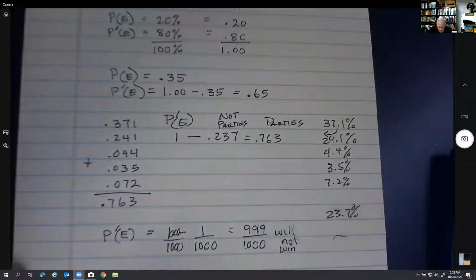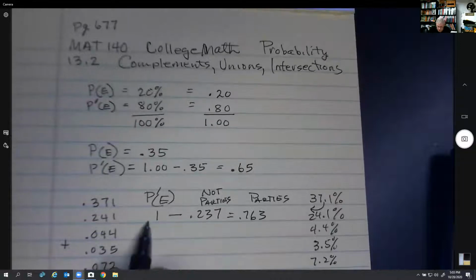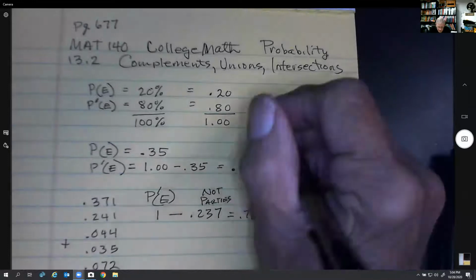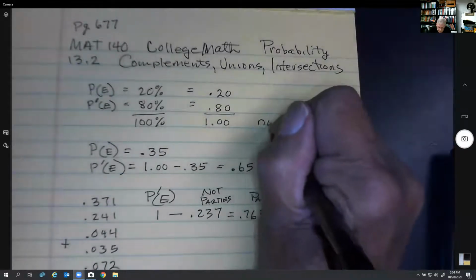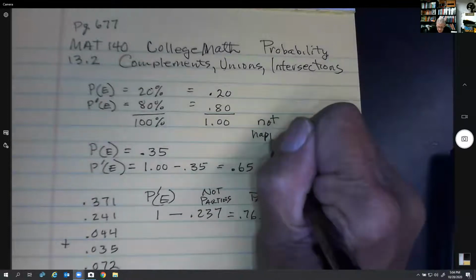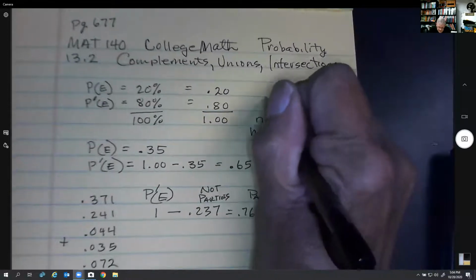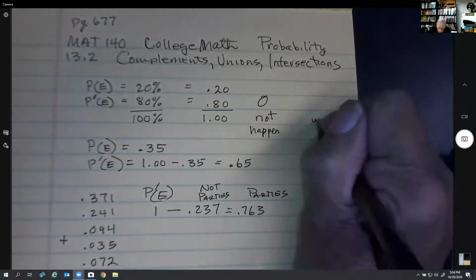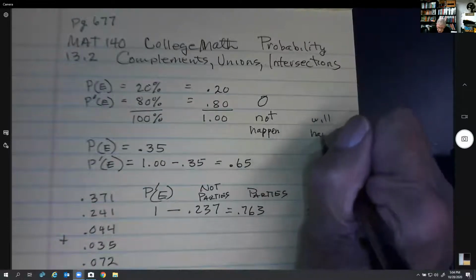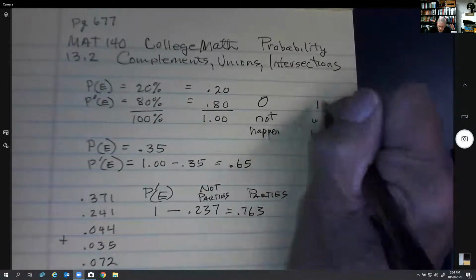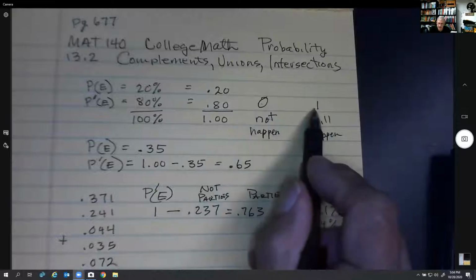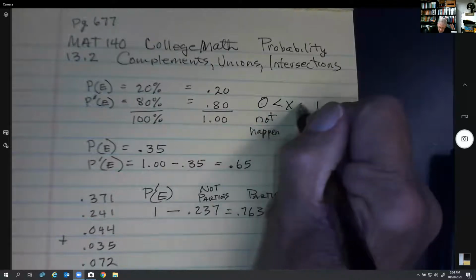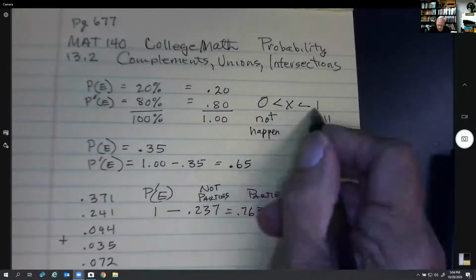Okay. Now, in probability, one other thing, if we're just using decimals and not percents, the probability that it does not happen at all is 0. And the probability that it will automatically happen for you is 1. And your probability is somewhere between these. It's between 0 and 1. Sometimes we show it mathematically like this, that X is between those two numbers.